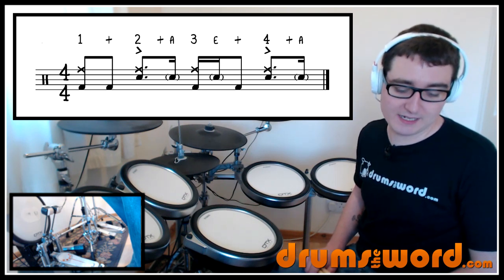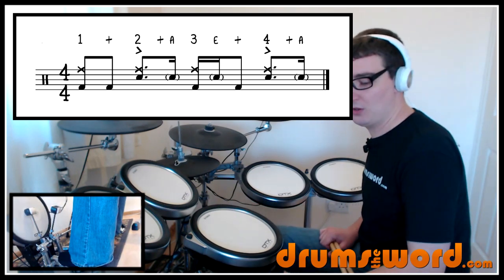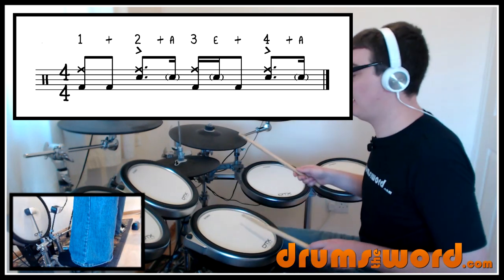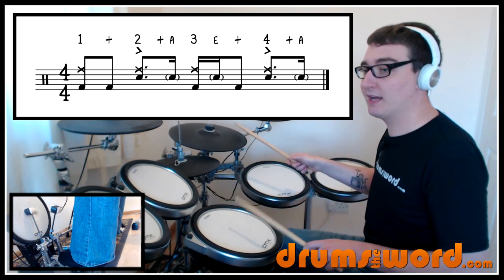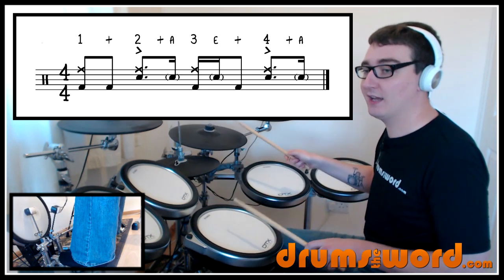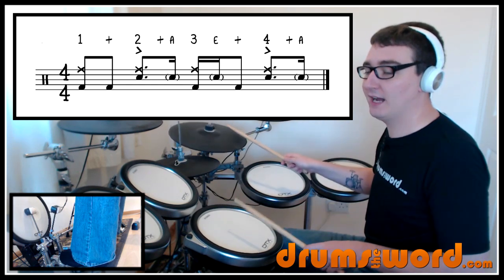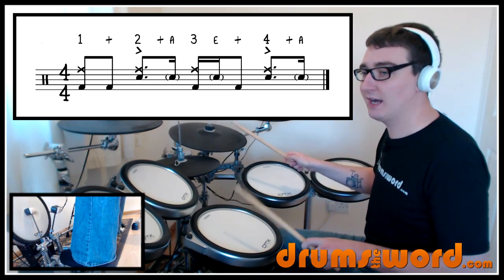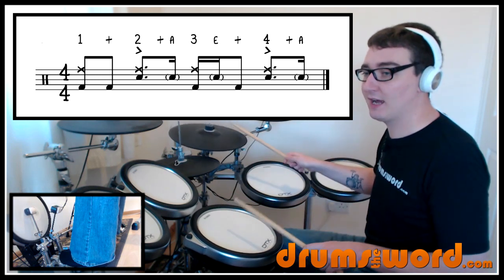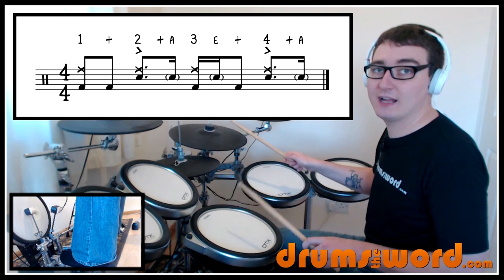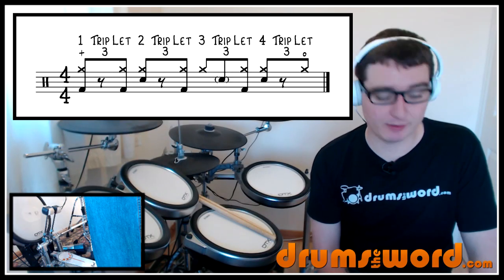So this whole drum beat example would sound like this. Here we go. 1 and 2 and 3 and 4 and 1 and 2 E and a 3 E and 4 E and a 1 and 2 E and a 3 E and 4 E and a 1 and 2 E and a 3 E and 4 E and a 1 and 2 E and a 3 E and 4 E and a 1. For our next example, let's take a look at a drum beat written exclusively in triplets.